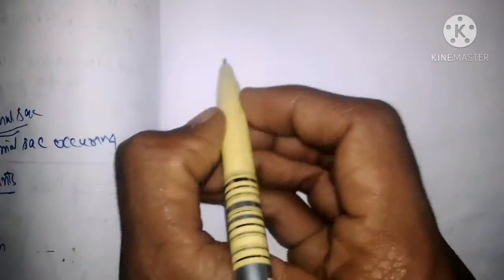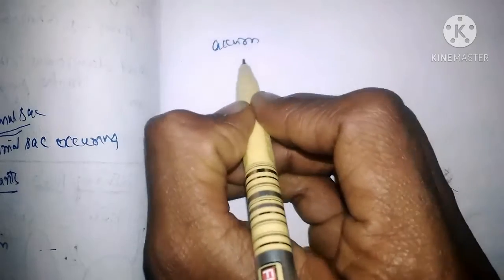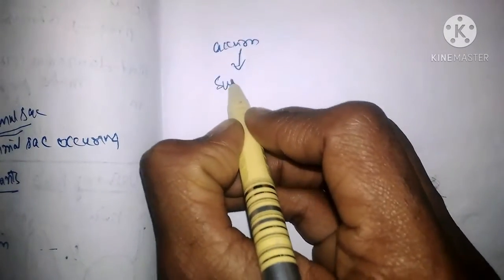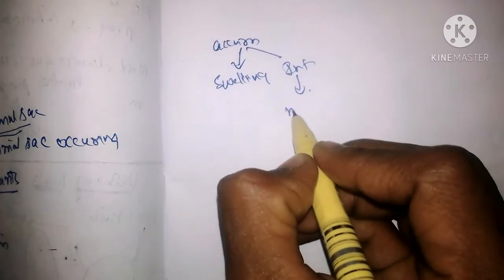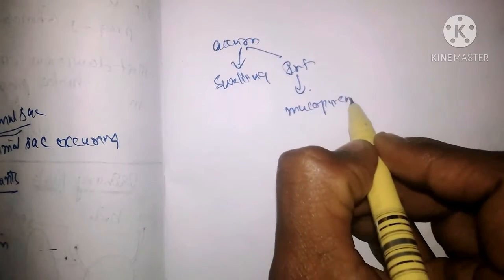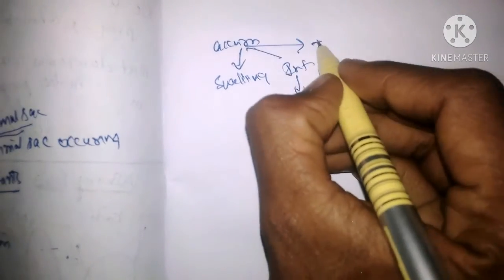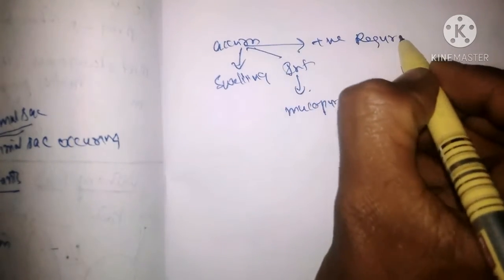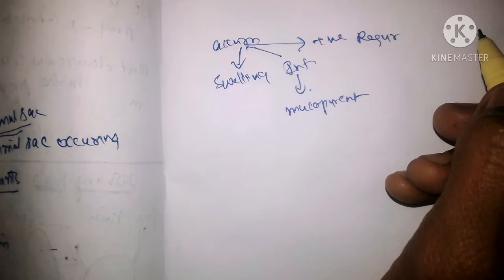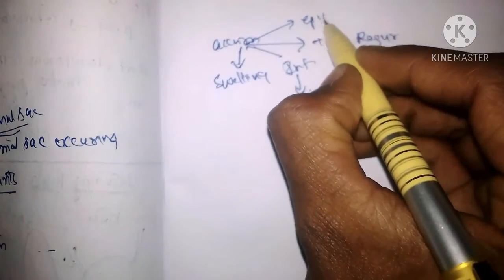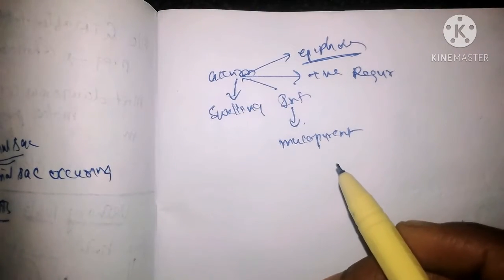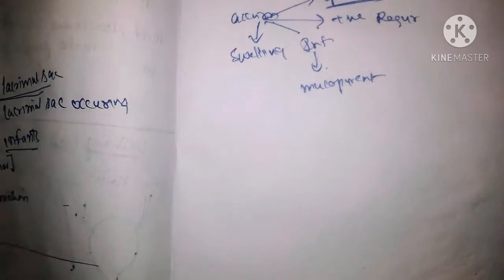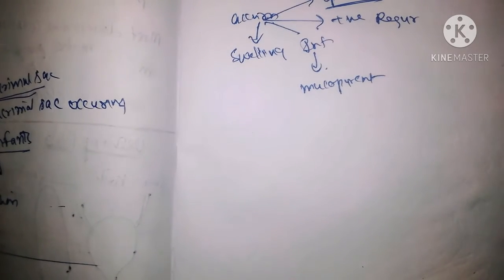So what you see is there is accumulation of tears. Due to this accumulation, there will be swelling and infection. Due to this, you will see mucopurulent discharge. You will see a positive regurgitation test also due to this accumulation, and you will also see epiphora. These are the things that happen due to accumulation of tears in the sac. Clear?